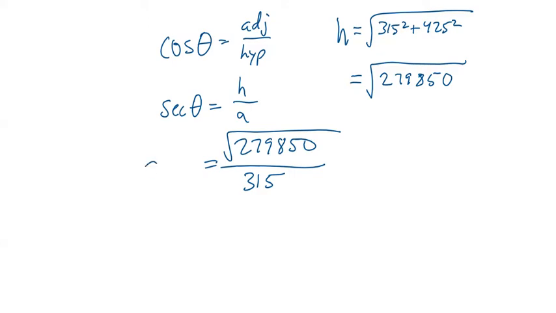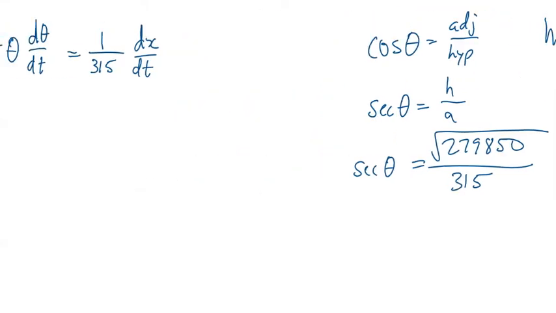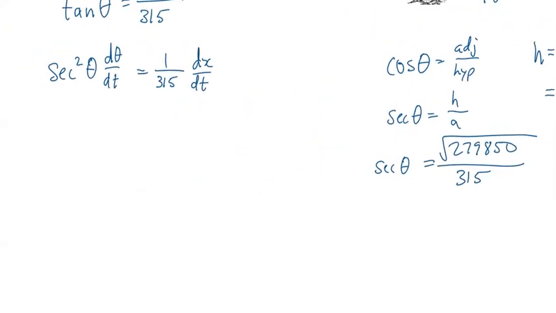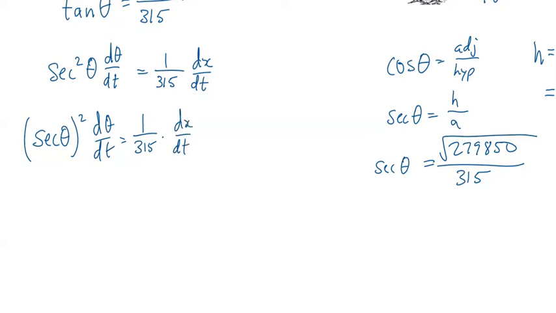Again, take a look. Remember what this is. Secant theta all squared. So if I put that in, square root of 279,850 over 315, square that whole thing. d theta by dt is 2 pi. I'm going to move the 315 over, multiply both sides by 315. And that's going to give me dx by dt.